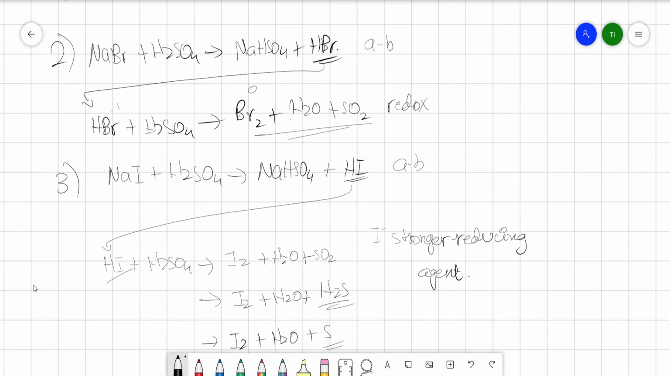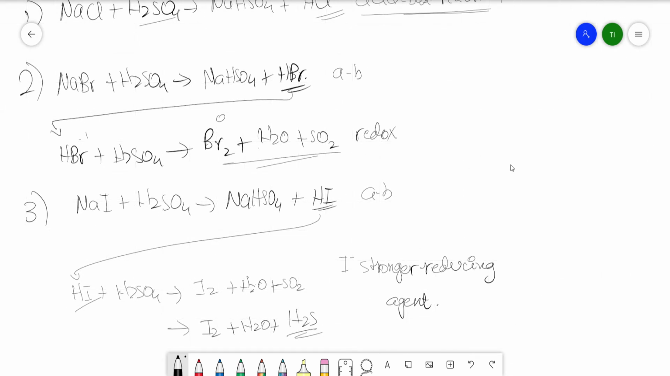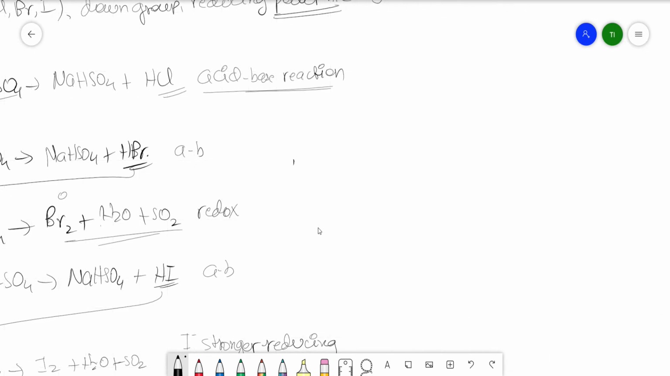Now, sometimes in questions, the first thing that you could be asked is, first they'll give you a question for the reaction between NaCl and H2SO4, and you'll get HCl, which is a white fume. Next they might ask why you cannot get HBr or HI if you react NaI or NaBr with excess H2SO4. In such questions, you have to write that HBr or HI gets readily oxidized.